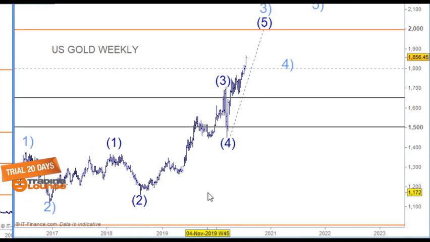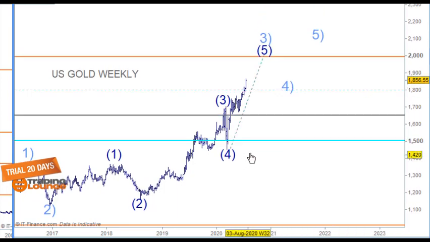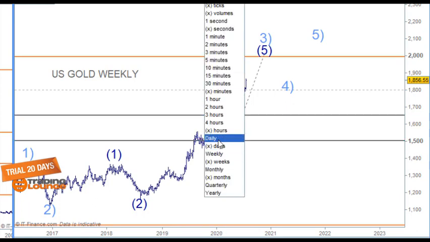And yeah, so our main target to the upside is the 2000 here, major trading level, and yeah, so we should see this push higher. Let's go in and pick it up from wave 4 on the daily chart here.